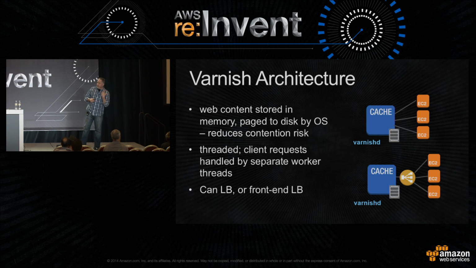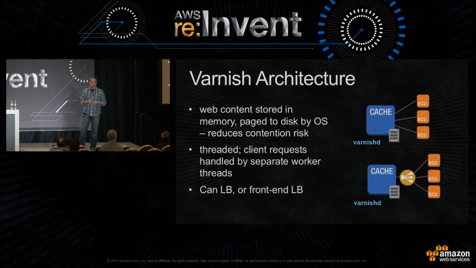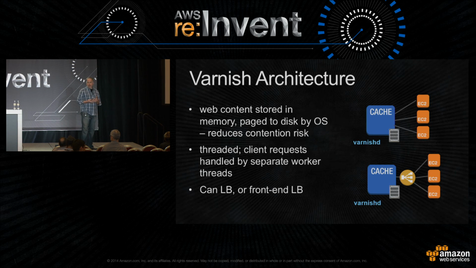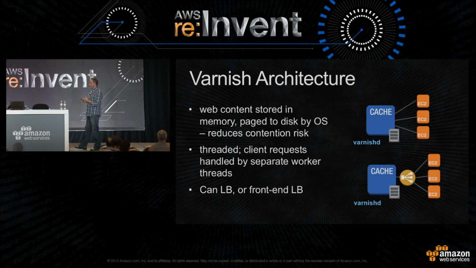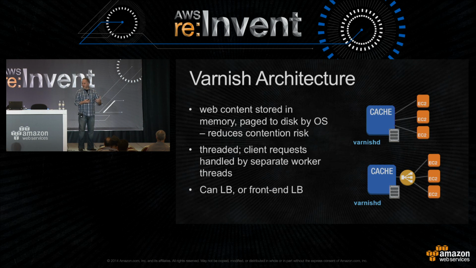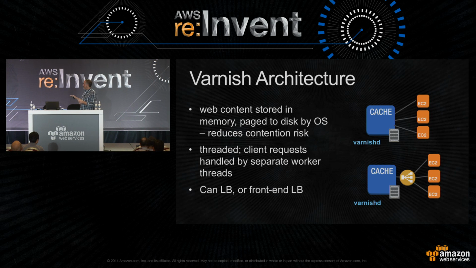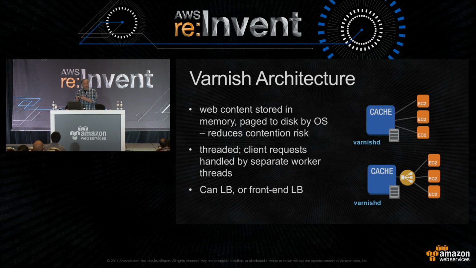While the web content is stored in memory, it is paging to disk. And one of the things that the Varnish community likes is that it doesn't do the paging to disk. It lets the operating system do that. So the value there, and it's not necessarily apparent at first glance, is that if the operating system is trying to page and a process running as a daemon is trying to page, there's a level of contention. And the goal here is to reduce CPU and memory contention. So Varnish made a strategic decision in their design to actually allow the OS to page.